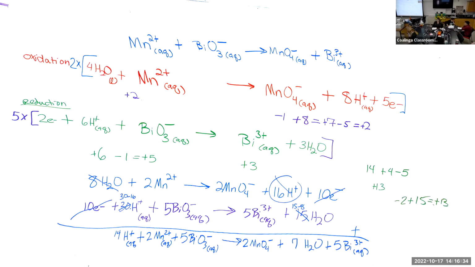Our charges balance out. How many hydrogens do we have? We have 14 on our reactant side. We have 14 on our product side. We have 2 manganese on our reactant side. We have 2 manganese on our product side. We have 5 bismuth on our reactant side. We have 5 bismuth on our product side. We have 15 oxygens on our reactant side. We have 7 plus 8. 7 plus 8 is 15. 15. So it balances out.